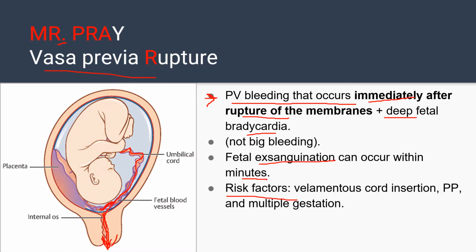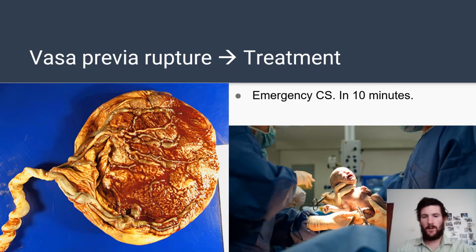And the risk factors here are, as I said to you, the velamentous cord insertion, the placenta previa, and multiple gestation. I will show to you in a photo what is a velamentous cord insertion. So here you have a velamentous cord insertion. It's insertion of the cord in the membranes of the placenta. It's not inserted in the placenta directly, it's in the membranes.